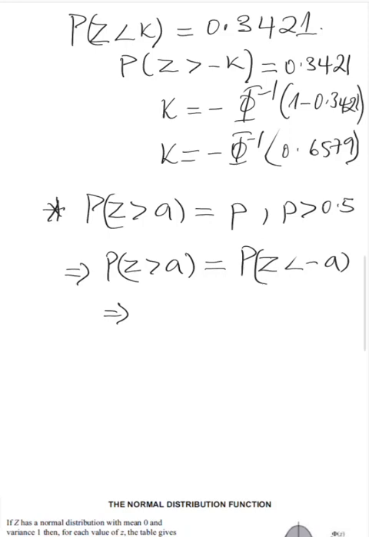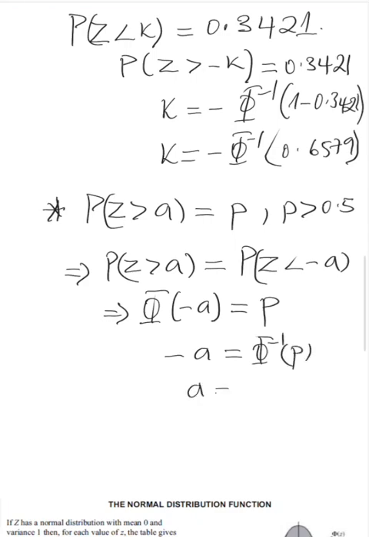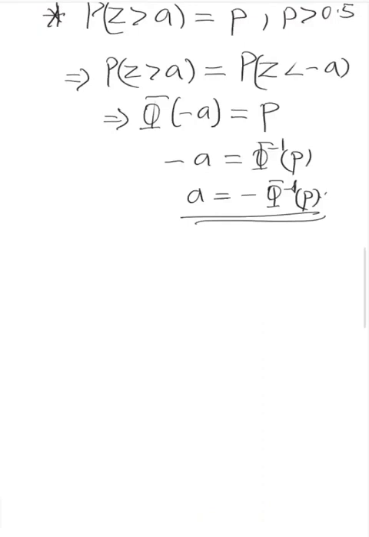P of z less than negative a is simply phi of negative a, which should actually correspond to p of z greater than a, which is negative. And that value is simply p. It means that negative a would be phi inverse of p, so that a would be negative phi inverse of p. So this is the turnaround in the case where z is negative because the area to the right is greater than 0.5. Again, let us take an example.